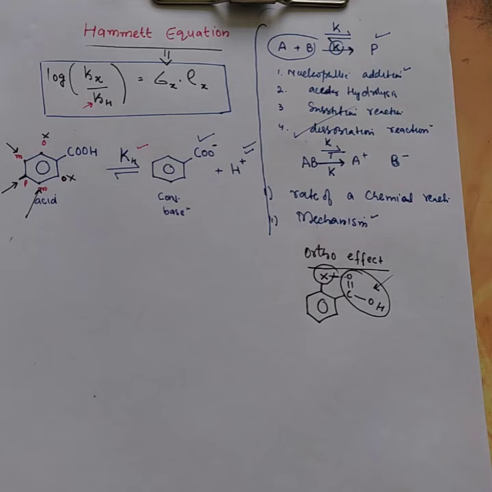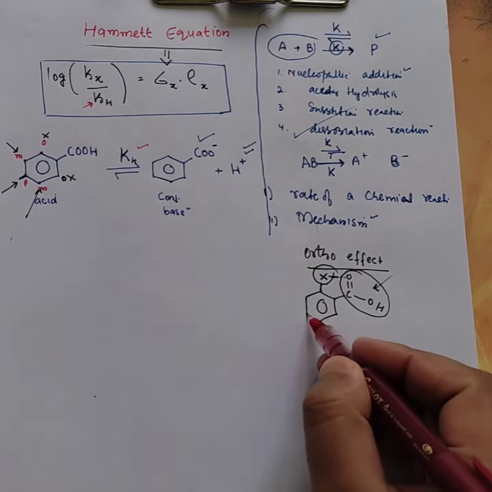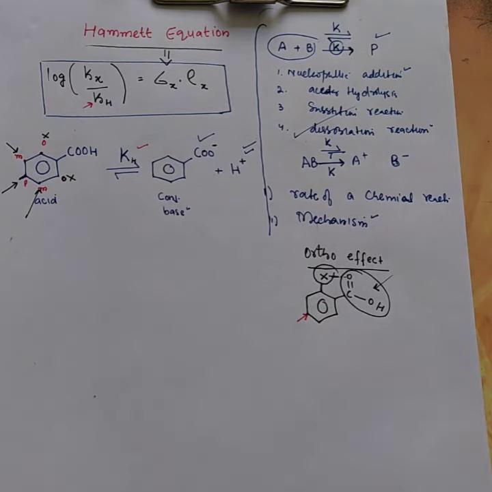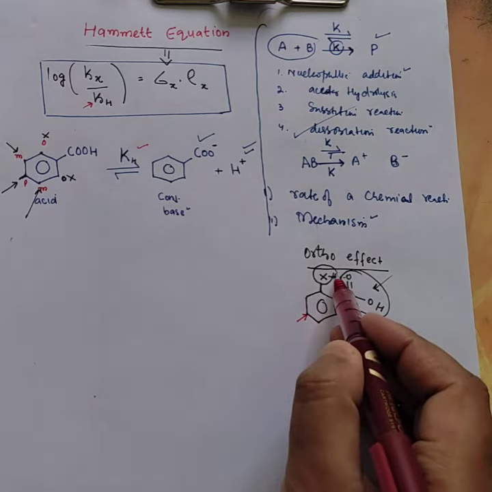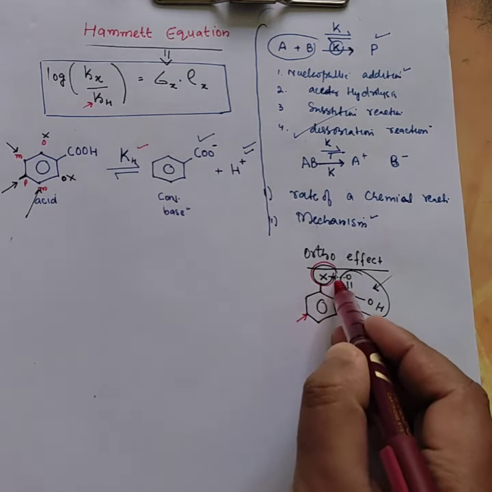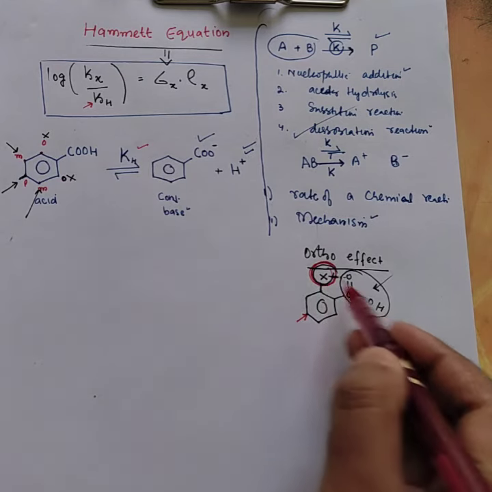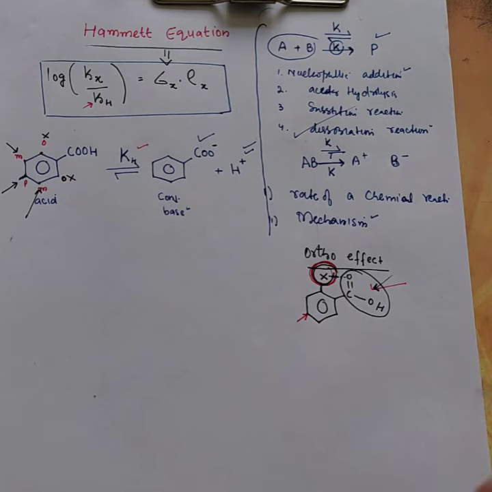For example, if you say that I want to understand what is the effect of this group at the para position, irrespective of what type of group you put at the para position, you see that the carboxylic acid has its acidity increased, irrespective of the group. Why? Because you have a group present at the ortho position. That ortho group has an influence on the dissociation constant of this carboxylic acid. In a nutshell, the acidity of the carboxylic acid increases because of the groups at the ortho position. That's called the ortho effect in general.